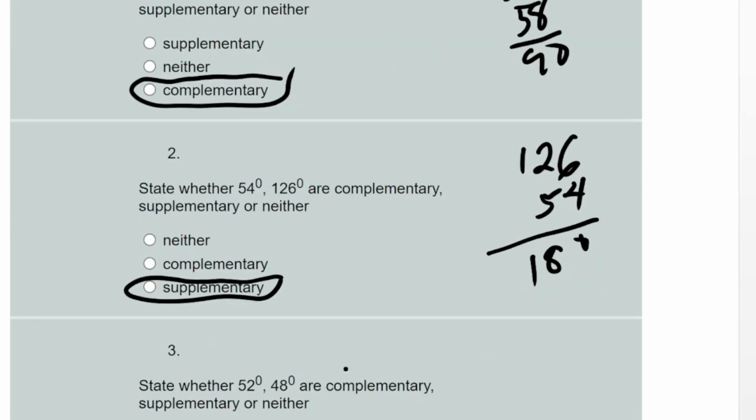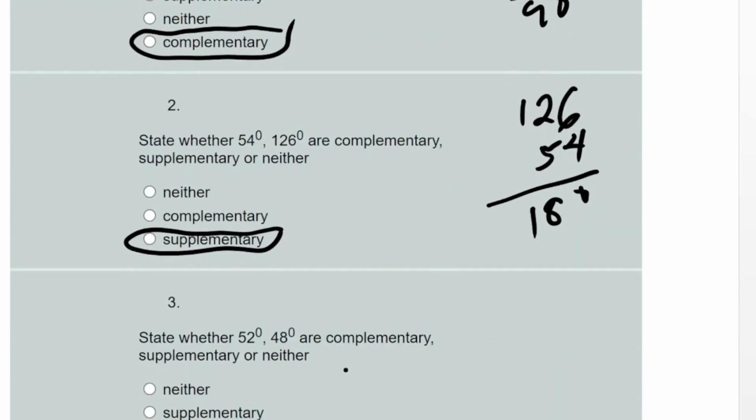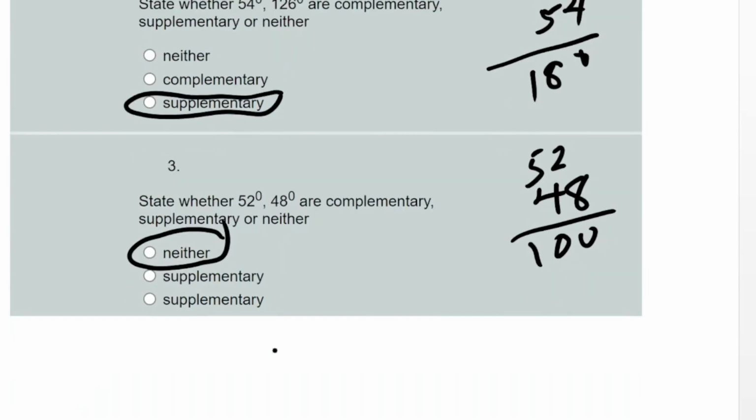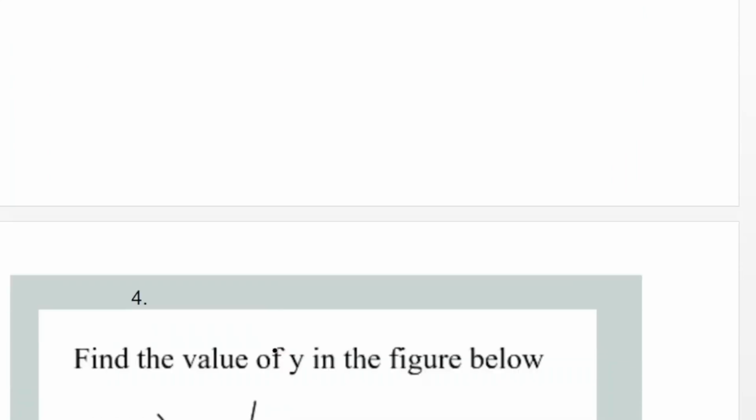All right. Now the third one. State whether this and this. So 52 plus 48. This is 100. So it is neither. It is not supplementary and not complementary. All right. So that is that. Then move to question number four.